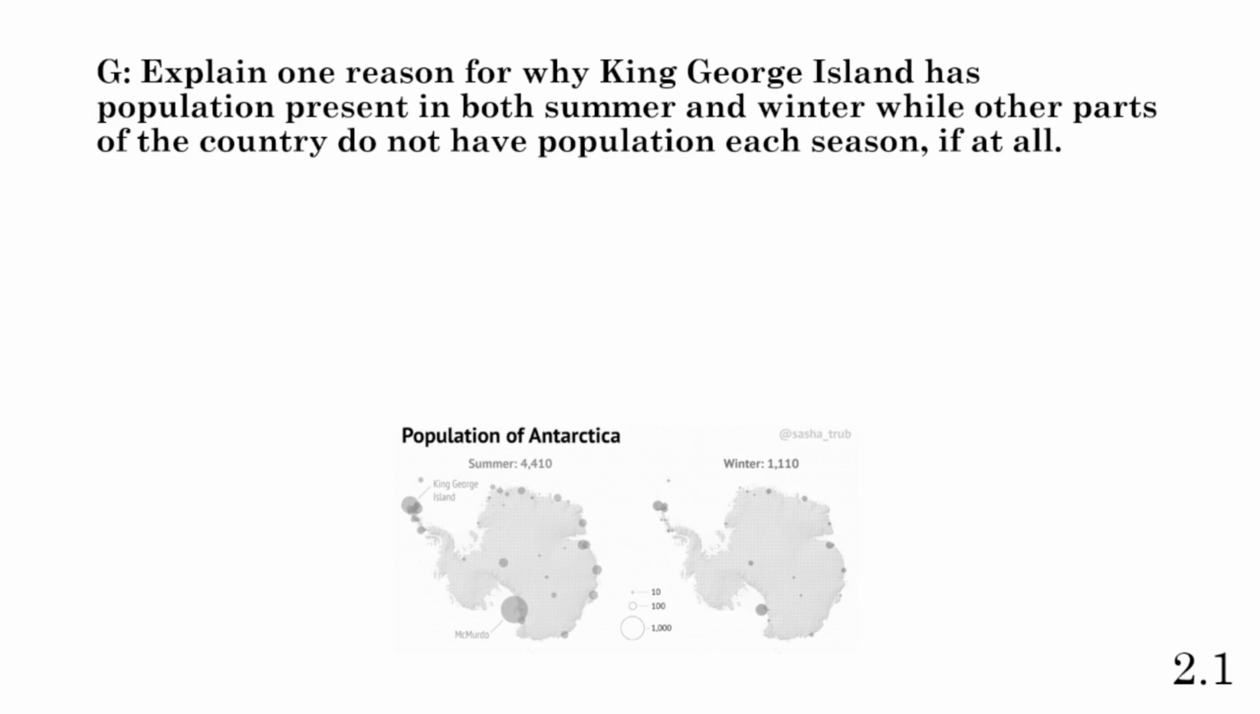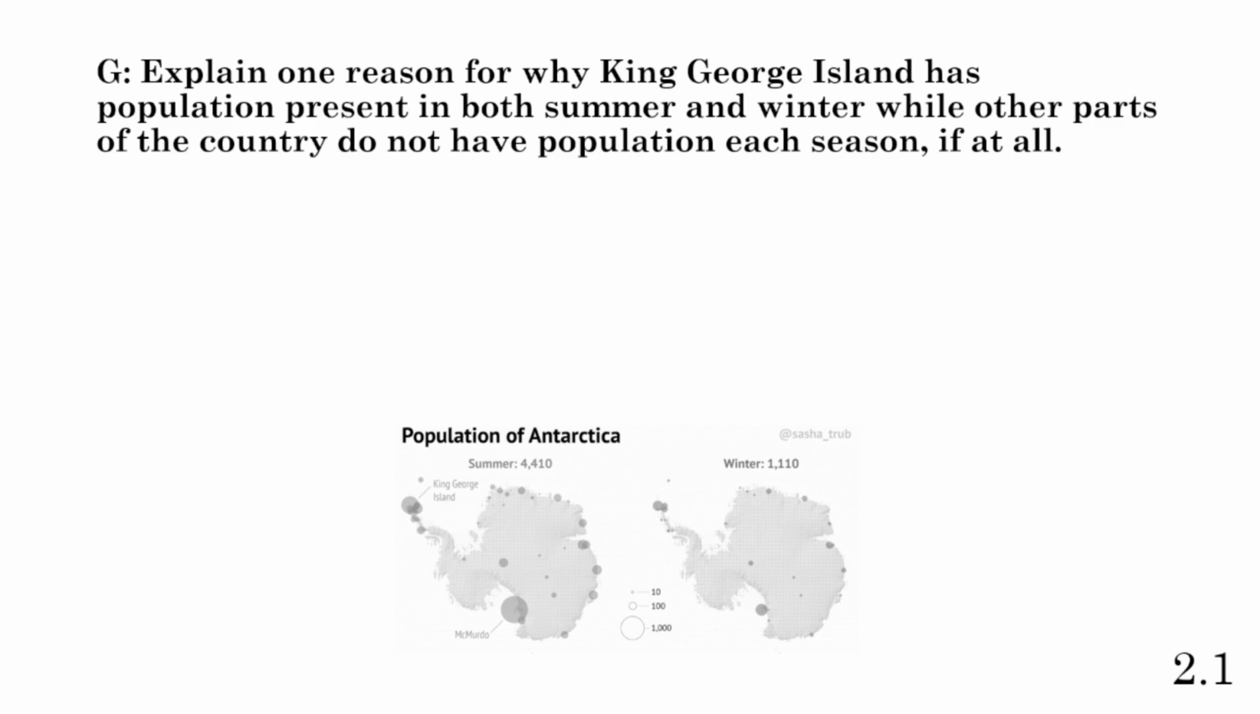So finally, part G, explain one reason for why King George Island has population present in both summer and winter. We look there, the clusters are still predominant in King George Island. It's not as great as it was in the summer during the winter, but it's still there. We don't see central Antarctica having an accumulation of population during the winter. No, not at all. Winter's probably brutal there.